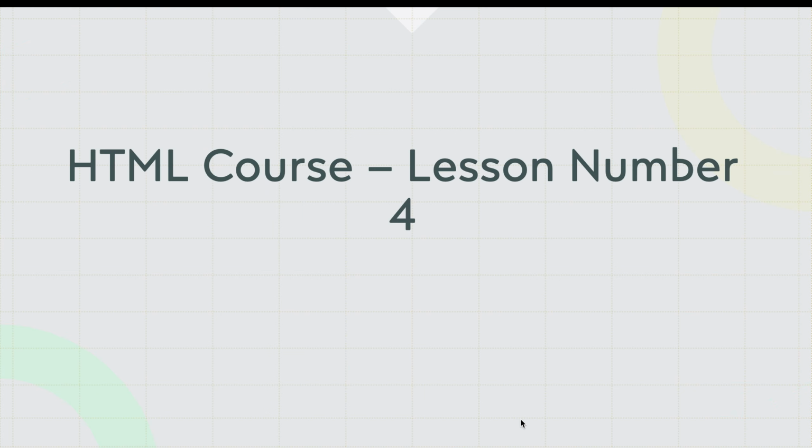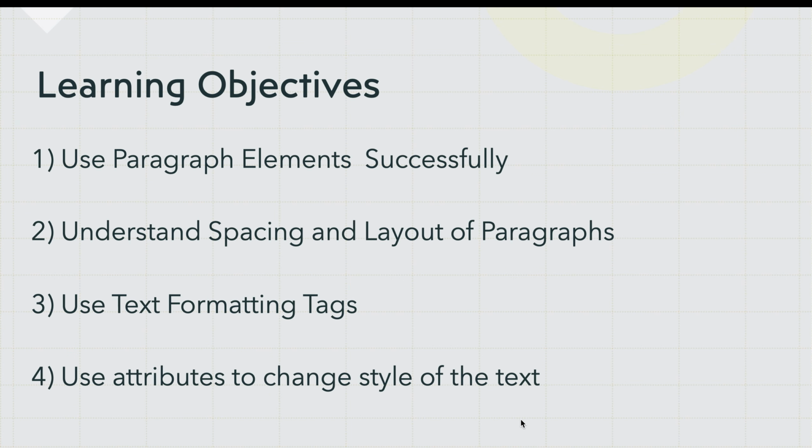Now, having said that, let's jump straight into lesson number 4. The learning objectives of this lesson are to: 1. Use paragraph elements successfully. 2. Understand spacing and layout of paragraph elements. 3. Use text formatting tags. And 4. Use attributes to change the style of the text.